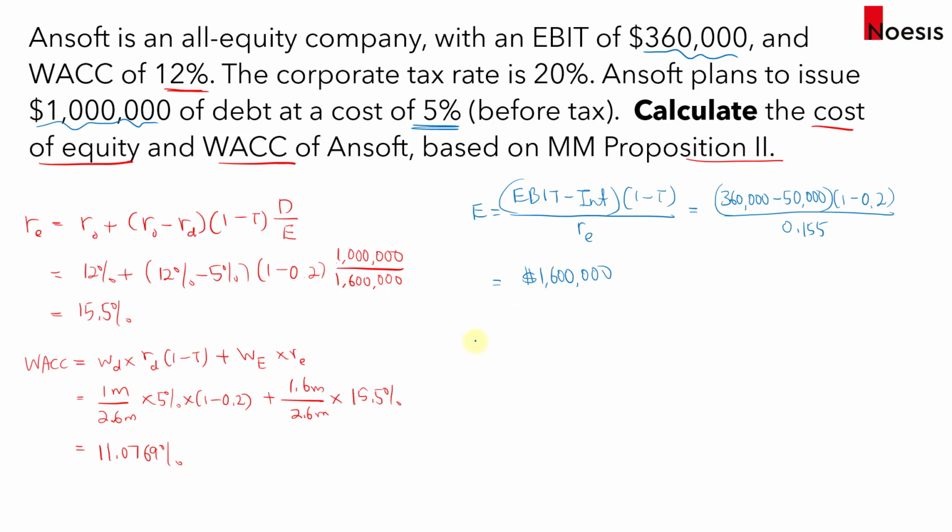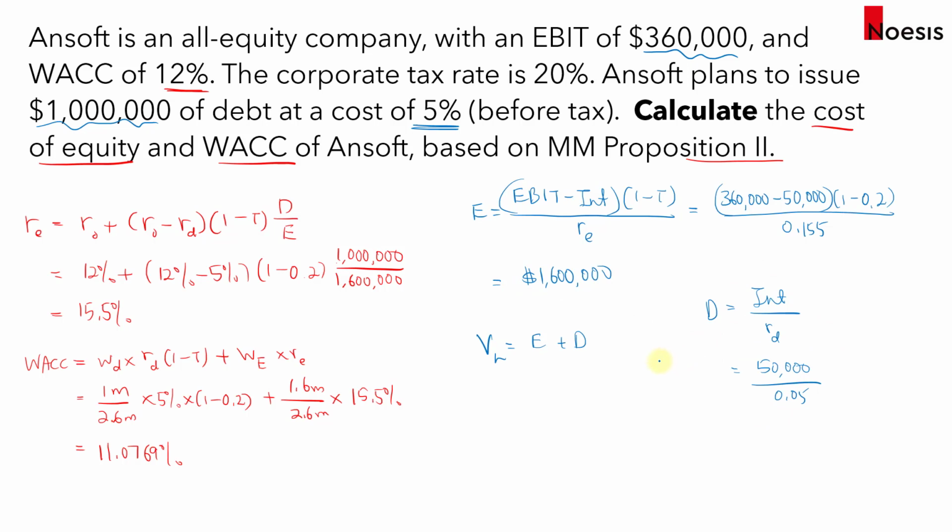Just to make sure the total tallies, I calculate VL based on the E which I've computed here, and of course I still need the D. D will be the interest over the cost of debt. Interest here is 50,000 and RD here is 5%, so it goes back to 1 million. So it tallies up.